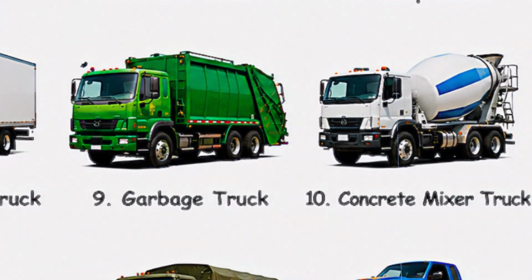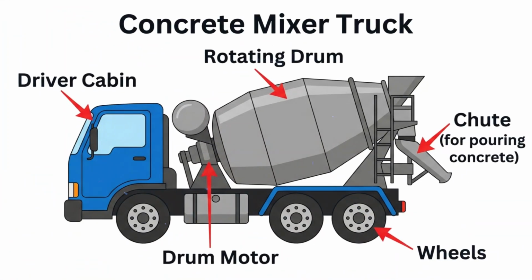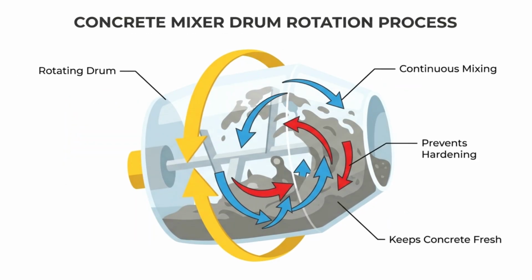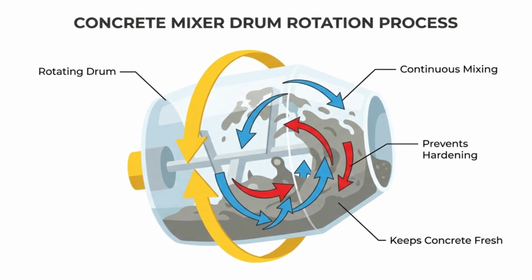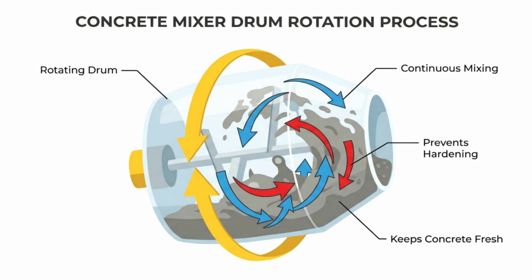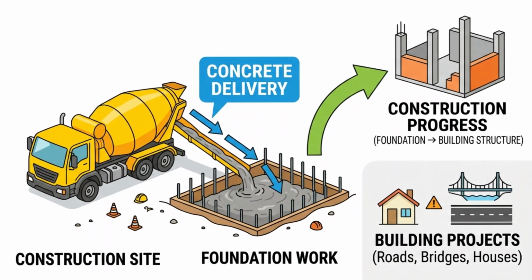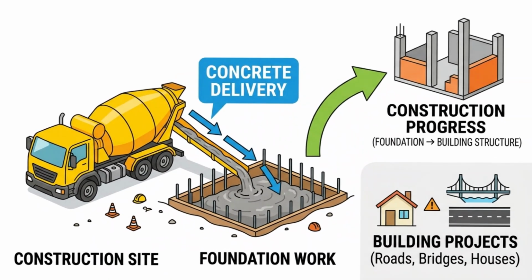Concrete mixer truck. A concrete mixer truck carries concrete in a rotating drum that keeps the mixture moving. This prevents the concrete from hardening before reaching construction sites. Builders rely on these trucks when pouring foundations, roads, bridges, and buildings. The rotating drum is one of the truck's most recognizable features.